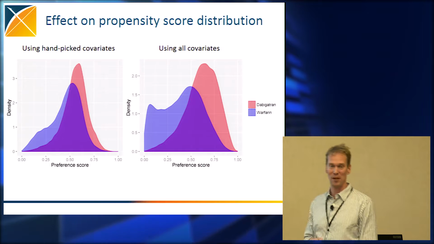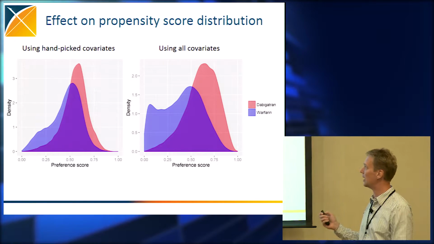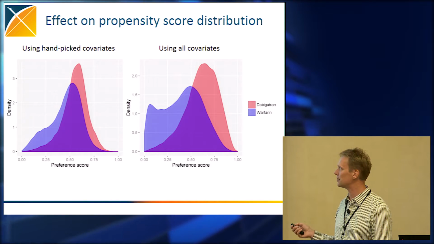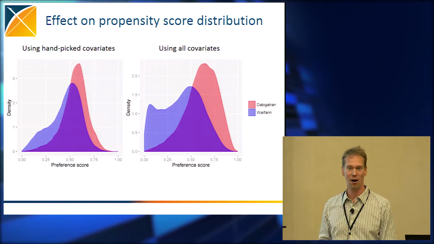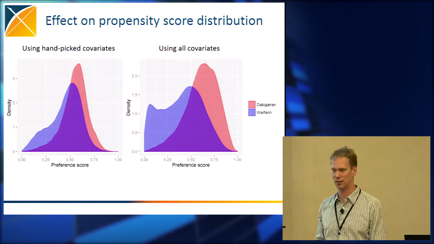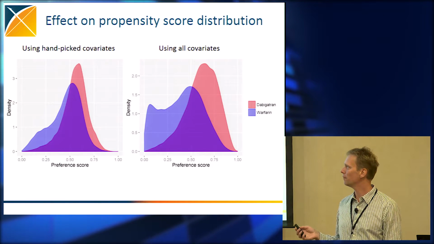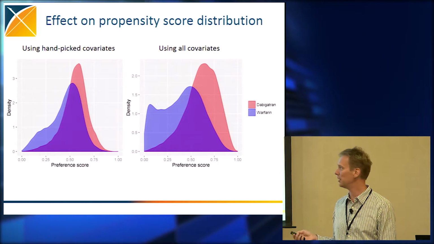So what does that do to the propensity score distribution? This is using Graham's covariates, and this is using everything. That actually looks a little bit different, in that there is this subgroup of warfarin users that apparently are different when you look at all covariates and not just the ones they picked. I'm blanking on what those are, but that is actually interesting to know, right? That they appear to be different.